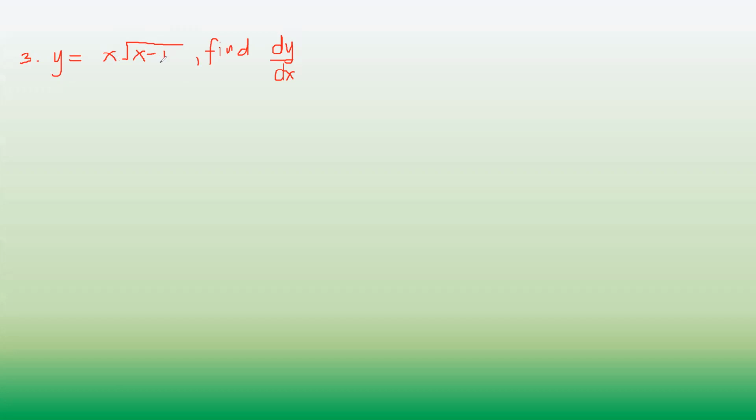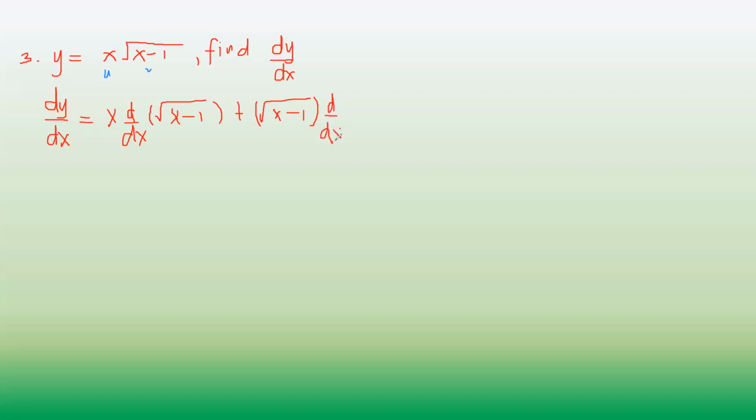So meron tayo ditong product. So nalala natin sa product, this is your u and v. Diba? u dv plus v du tayo ngayon dito. So differentiate natin. Dy over dx is now equal to, we have the first function u, then derivative of our second function, which is square root of x minus 1 plus the second function, square root of x minus 1 times derivative of our first function, which is x.